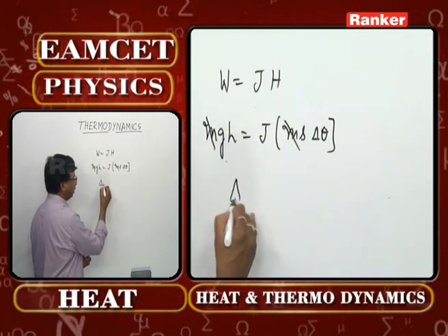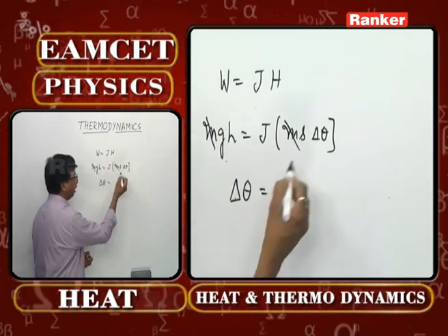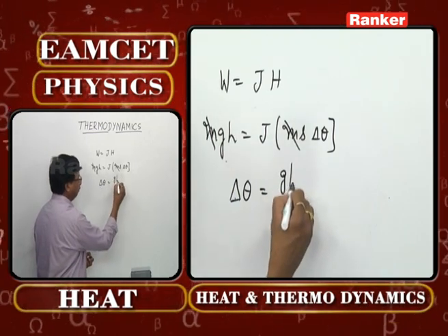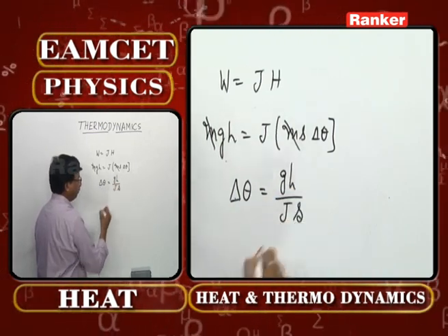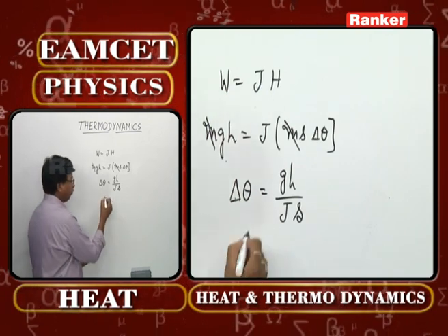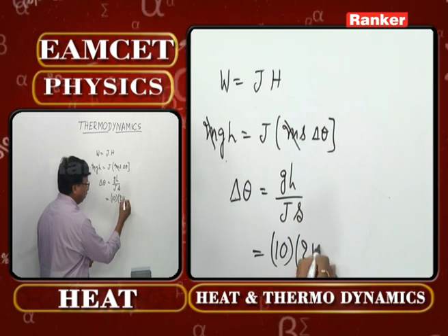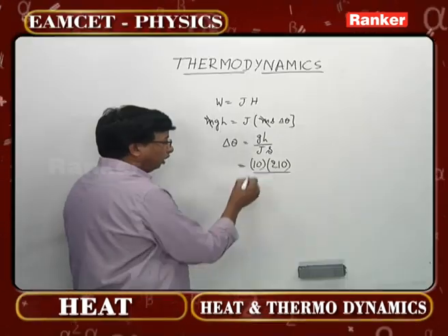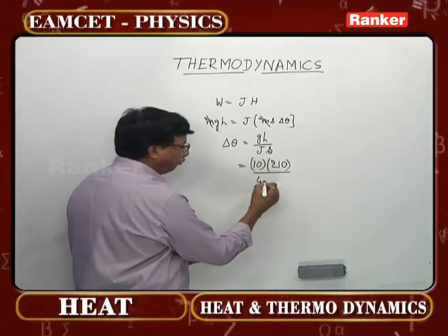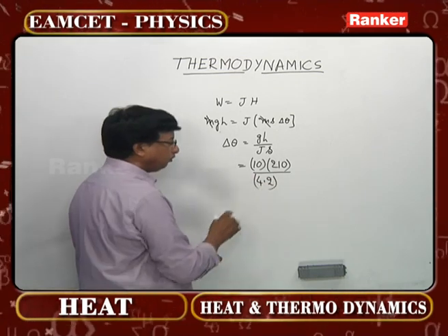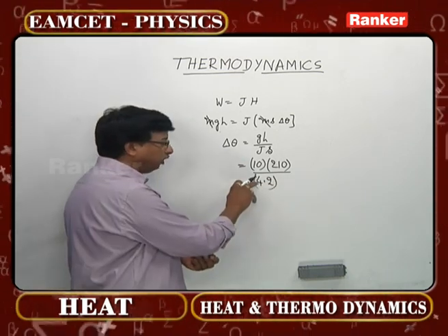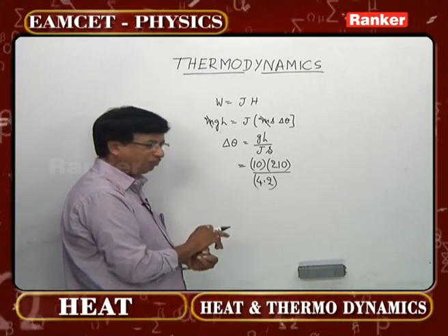What should our concentration be on now? Delta theta is how much? It is gh by JS. That is the equation. Of course, we know g is given as 10, fine. h is given as 210 meter. J is now 4.2. Observe very carefully here. J is 4.2 Joule per calorie.